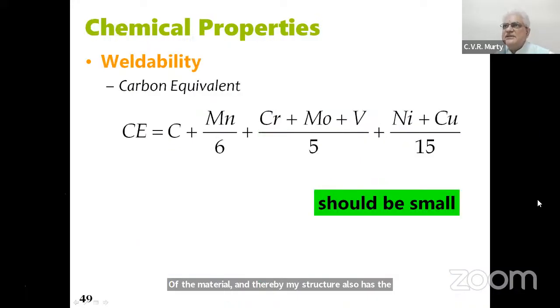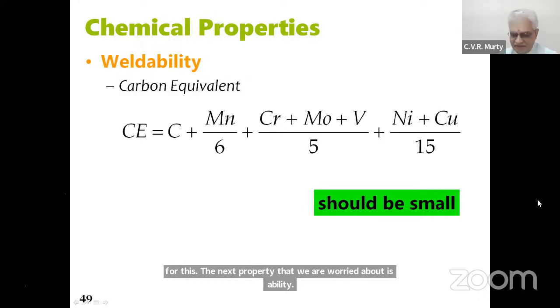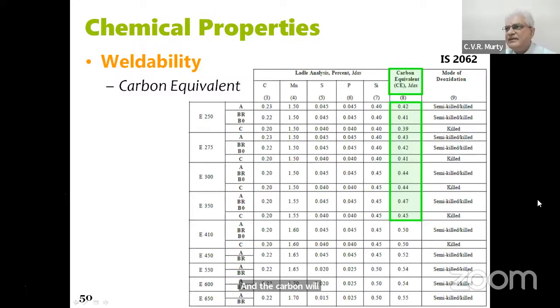Now, the next property that we are worried about is weldability, and the carbon equivalent will tell us that if you keep this as small as you can, then you will make a very good structure. Again, I have marked up the green box for those materials which are generally considered to be good for earthquake resistance, and which basically brings us down to Fe 250 and Fe 350 kind of number that we are traditionally used to.